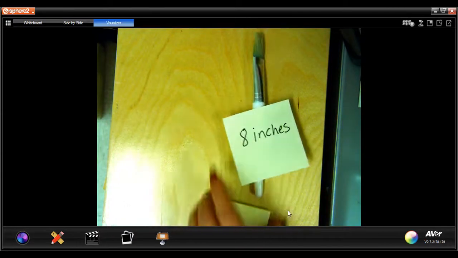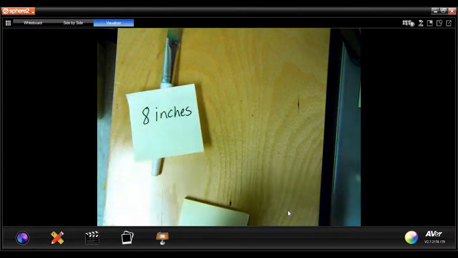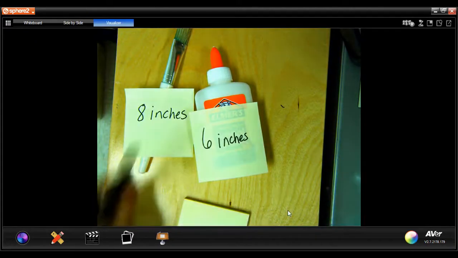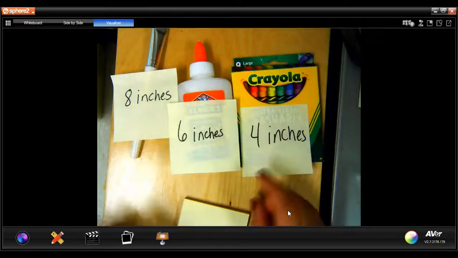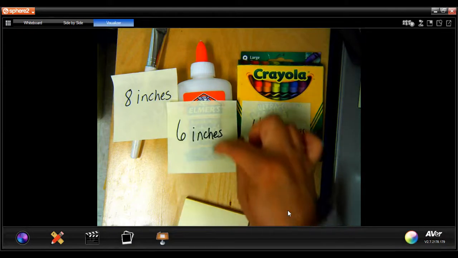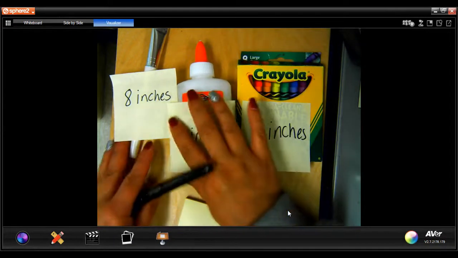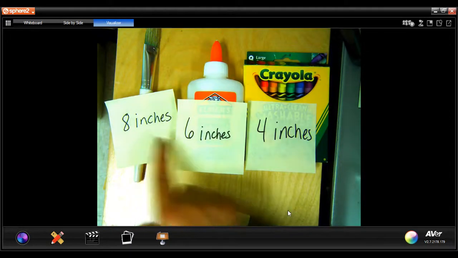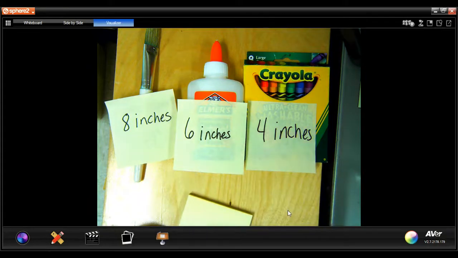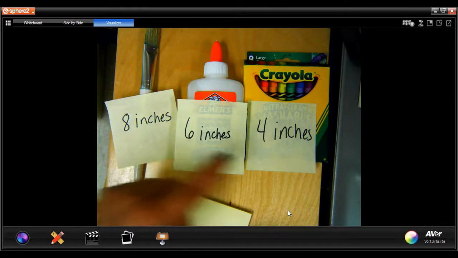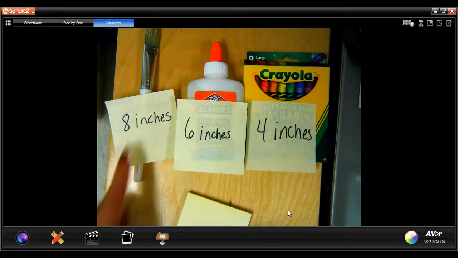So let's look at our items again and decide which one is the longest. This one we measured this way, so that was 4 inches. This one we measured this way, and that was 6 inches. And this one we measured this way, it was 6 inches, and this is 8 inches. So 8, 6, and 4. Looking at those numbers, which one was the longest one? It was going to be this one, right? 8 is a bigger number than 6 and 4. So this was our longest one.